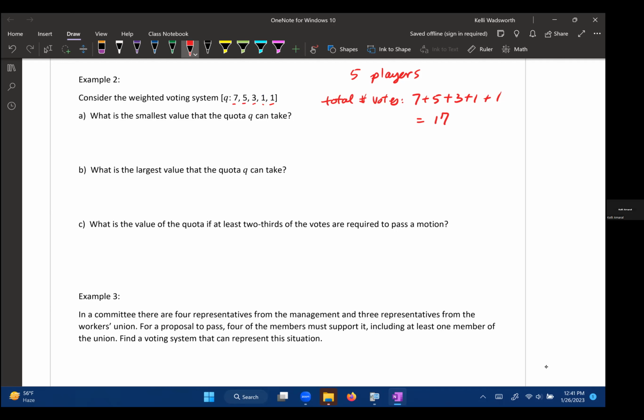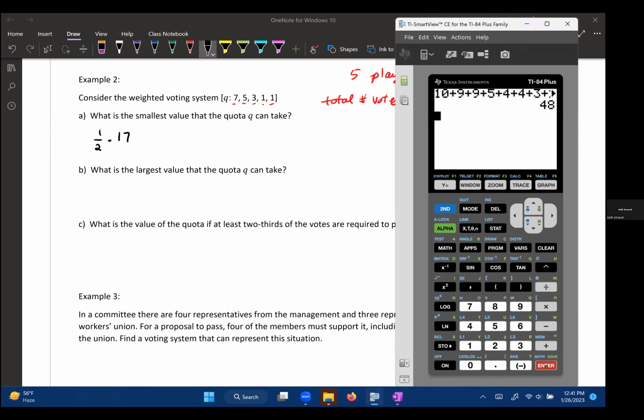Remember, the limits on the quota have to do with the number of votes. The first one was that the quota needs to be more than half of the total votes, and you can't have a quota that's bigger than the total possible number of votes. So the first question here is, what is the smallest value that the quota can take? The quota has to be more than half the number of votes, so we need to find out what's half of 17. Half of 17 we can find by multiplying 1/2 by 17.